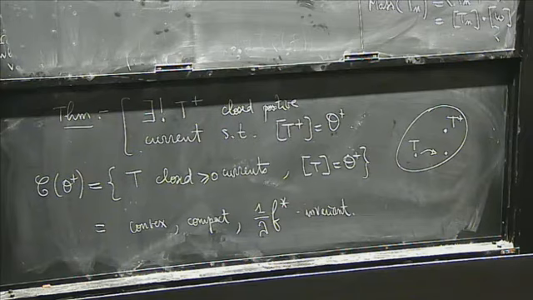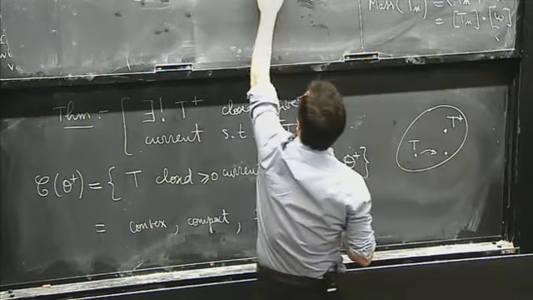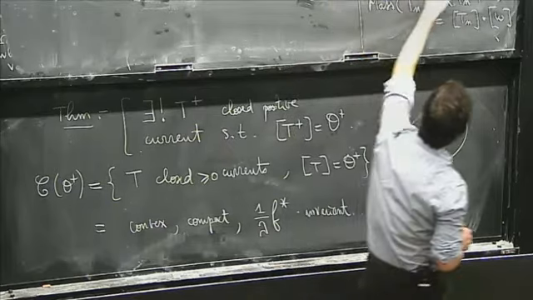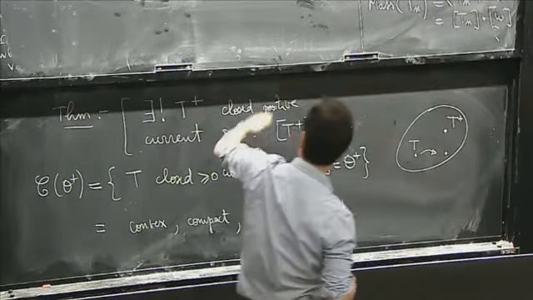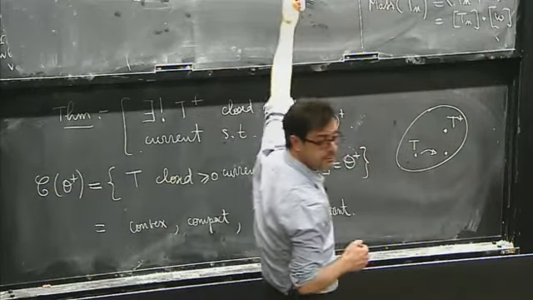So for instance, I proved the existence of such a current t plus by first choosing one Kähler form omega, but as a byproduct of the theorem, the limit t plus does not depend on the choice of omega.